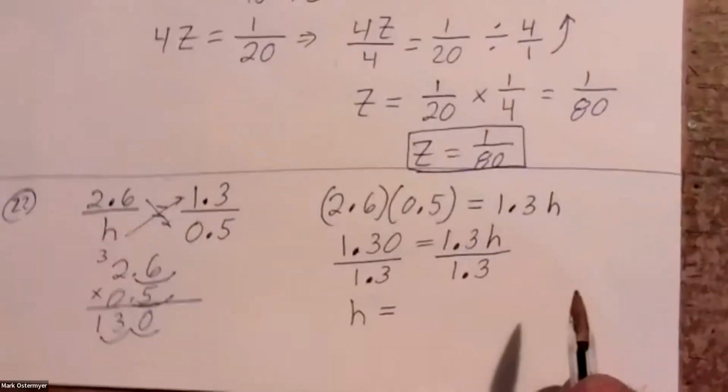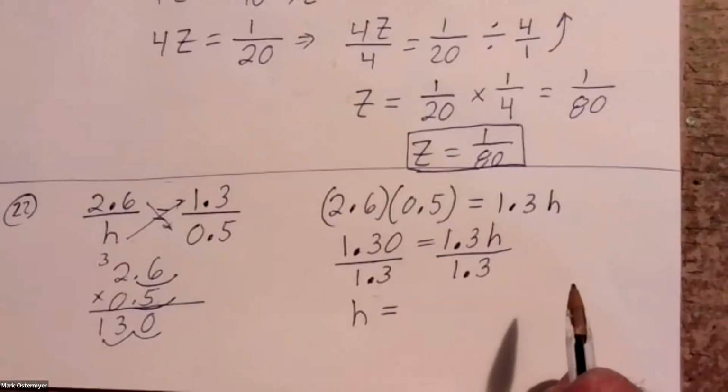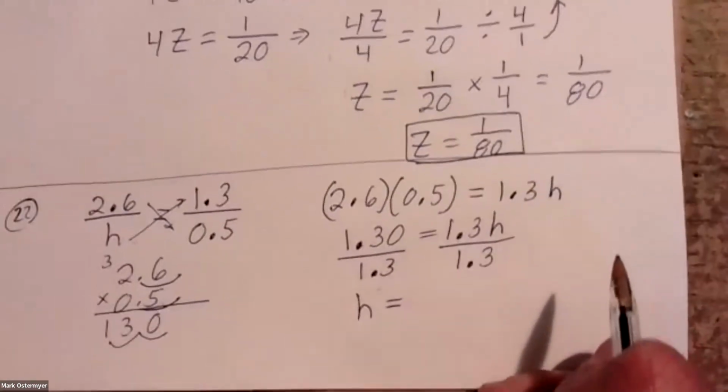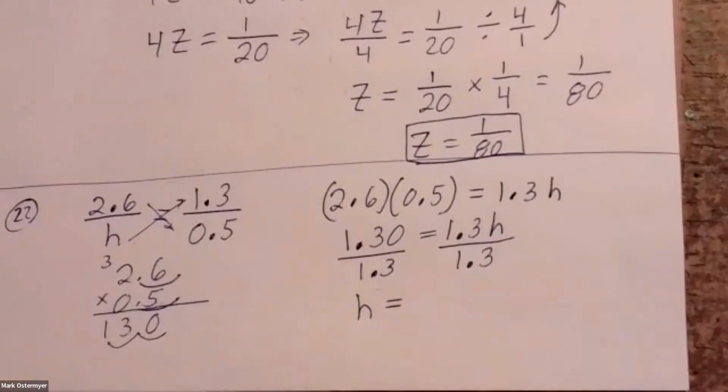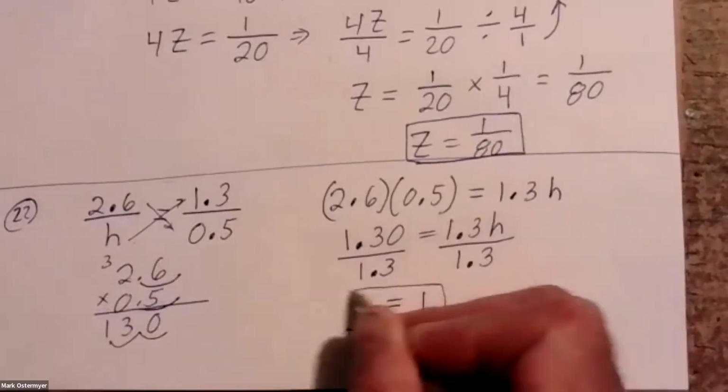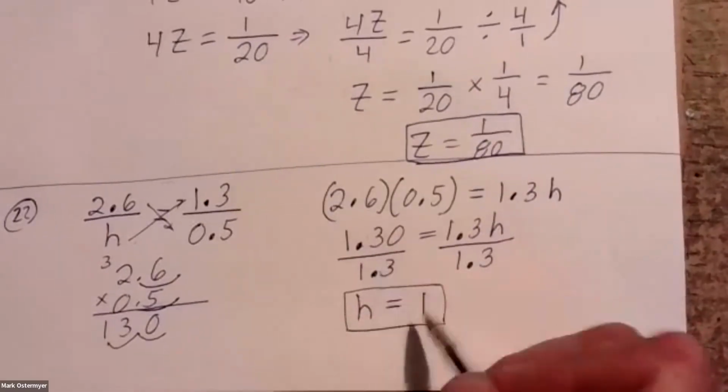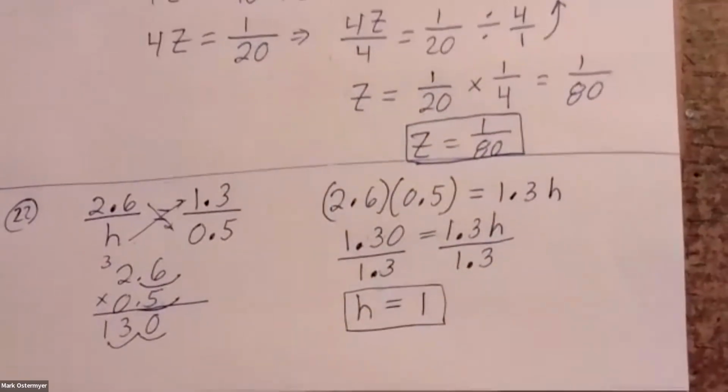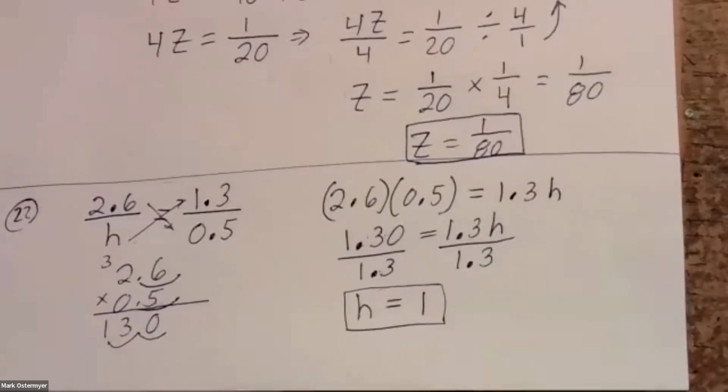Wait a minute, do I have that right? Well, look, 1.3 divided by 1.3 is 1, correct? Yes. That's just equal to 1. So 1.3 divided by 1.3 is 1. That's that 1. h is 1. Yes, h is 1.